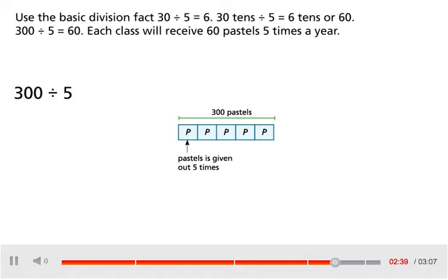Use the basic division fact 30 divided by 5 equals 6. 30 tens divided by 5 equals 6 tens, or 60. 300 divided by 5 equals 60. Each class will receive 60 pastels 5 times a year.